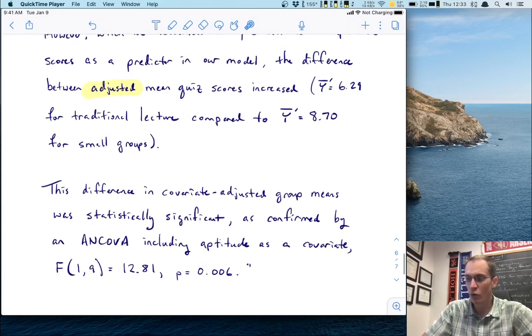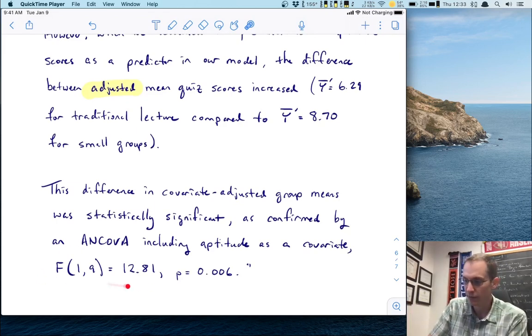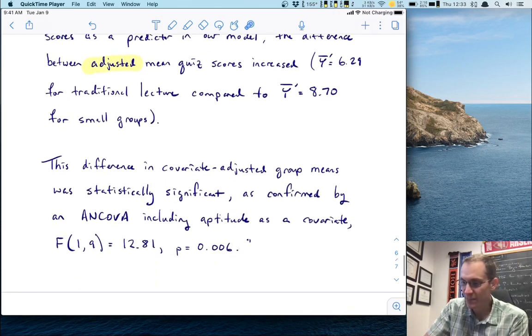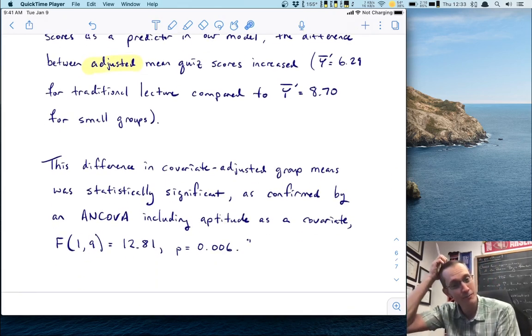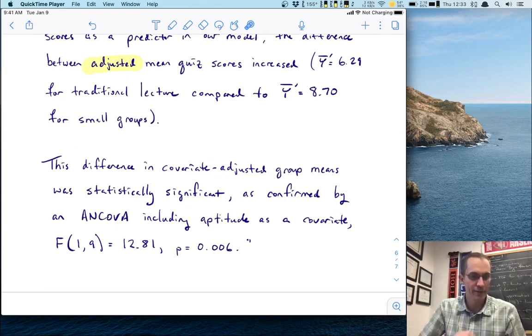This difference in covariate adjusted group means was statistically significant as confirmed by an ANCOVA, including aptitude as a covariate, comma, and then I write the results. You might notice that the degrees of freedom here was 10 up above, right? And now it's only 9. That's because you've entered another term in your model, and thus you've lost a degree of freedom within the groups. Okay, but in the end, we have a nice significant difference.